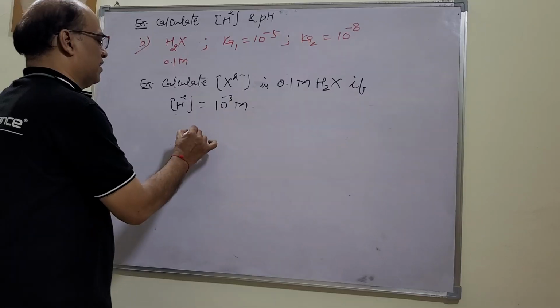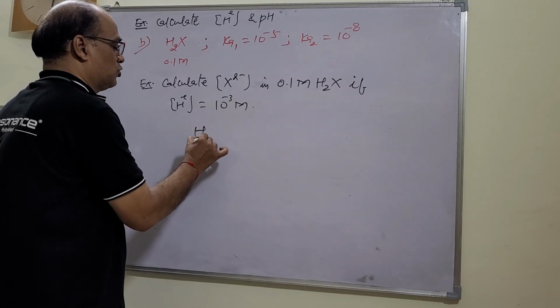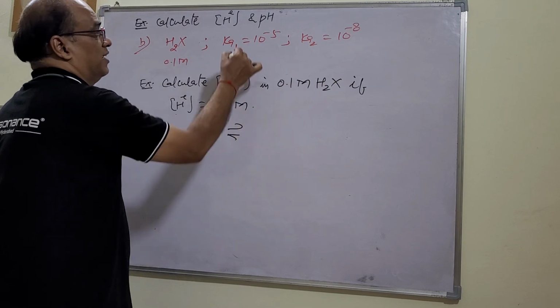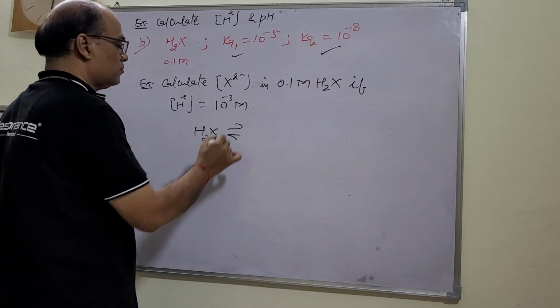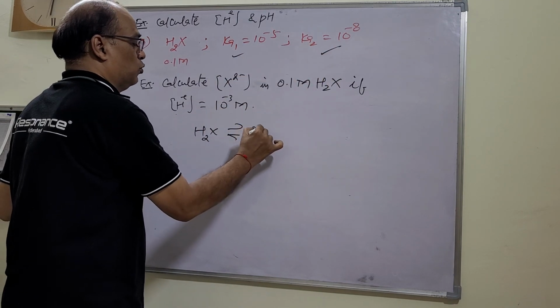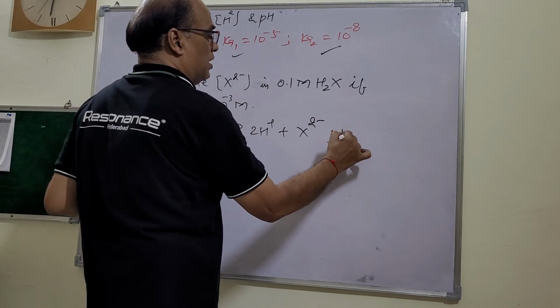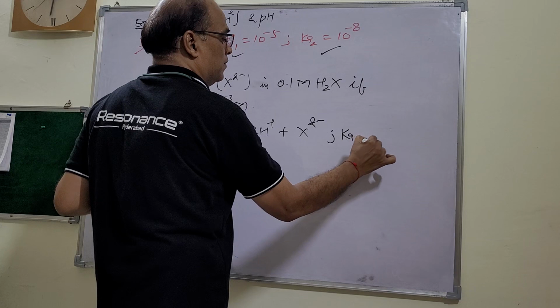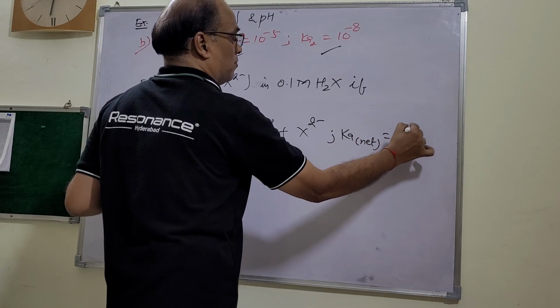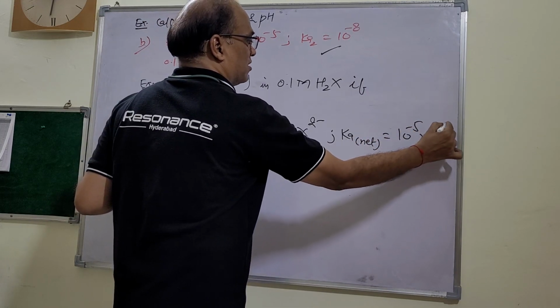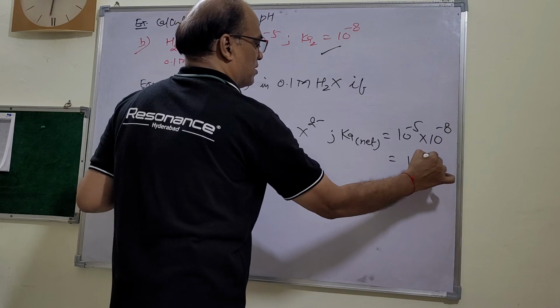So basically we can write the complete equilibrium. For H2X, K1 and K2 are the same, so we can write H2X giving 2H plus and X2 minus. Got it? Now we have to use K net. K net is basically 10 to the power minus 5 into 10 to the power minus 8, that is 10 to the power minus 13. Got it?